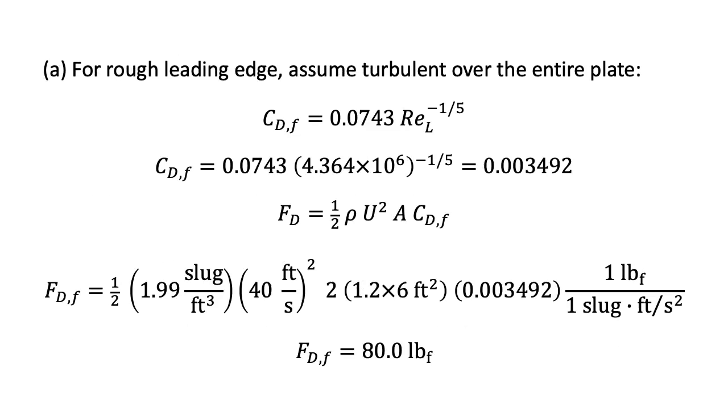For parts A and B, because we want to know the total drag for the surface, we begin by calculating the drag coefficient for friction and then use that to calculate the actual drag due to friction. For part A, for our rough leading edge, we use a correlation for turbulent flow over the entire plate. Then, using the properties for seawater and an area that includes both sides of the hydrofoil, we get a force of about 80 pounds force.